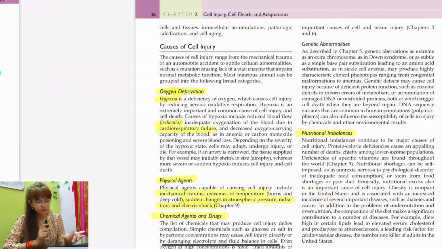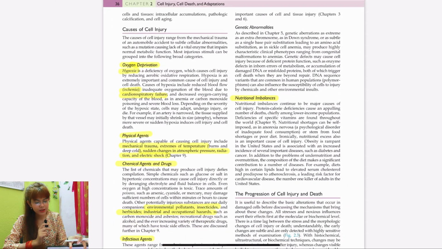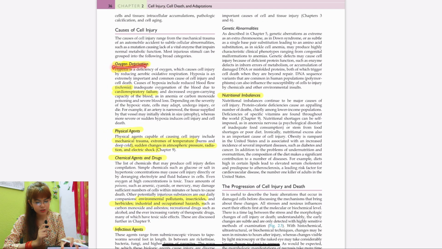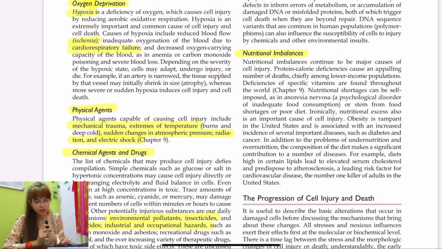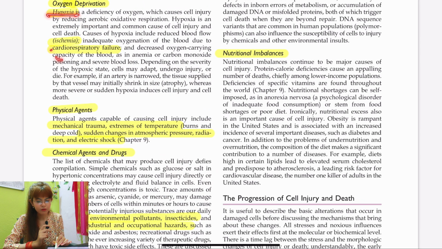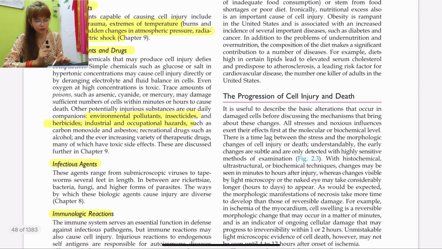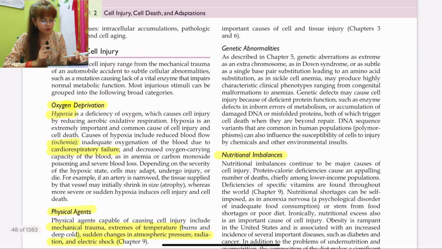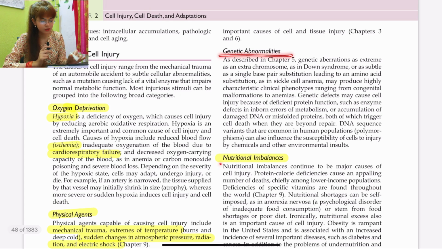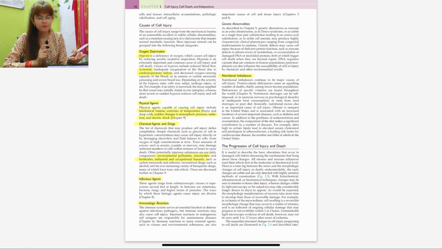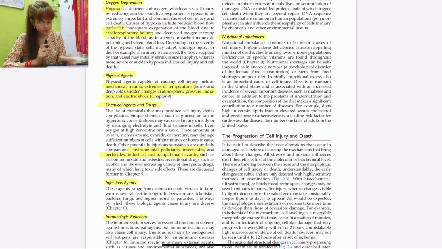Now, what are the causes of cell injury? Very fast, oxygen deprivation, in which you find there's hypoxia, and that leads to cardiorespiratory failure. Physical agents like mechanical trauma, extremes of temperature, sudden changes in atmospheric pressure, radiation, electric shock. Chemical agents and drugs like environmental pollutants, insecticides, etc. Then infectious agents, immunological reactions, genetic abnormalities, and nutritional imbalances. All these are the causes of cell injury.